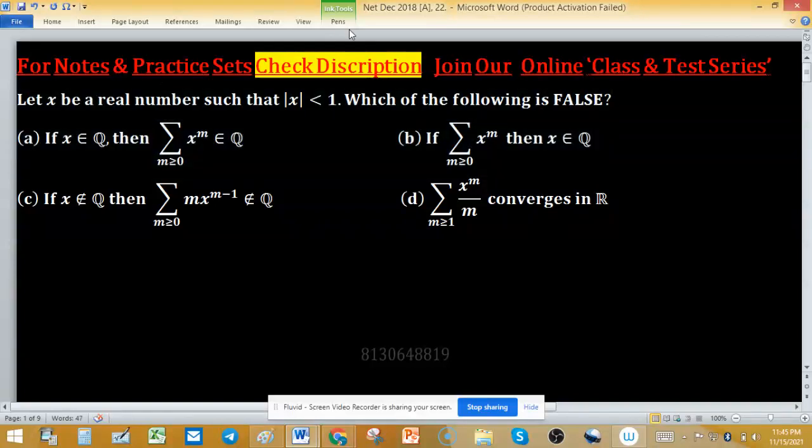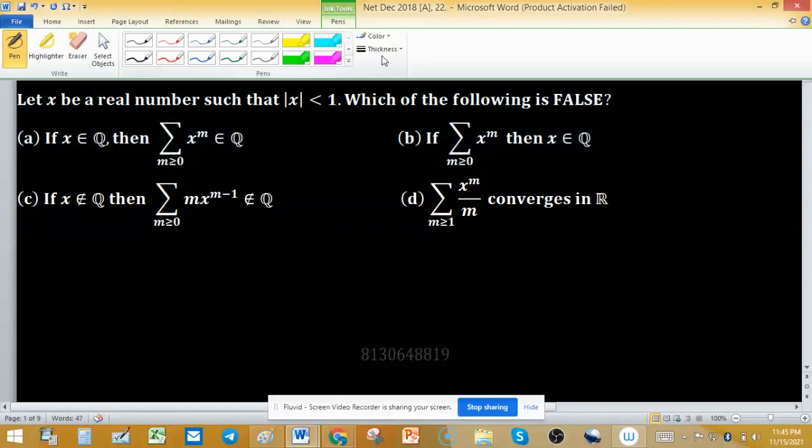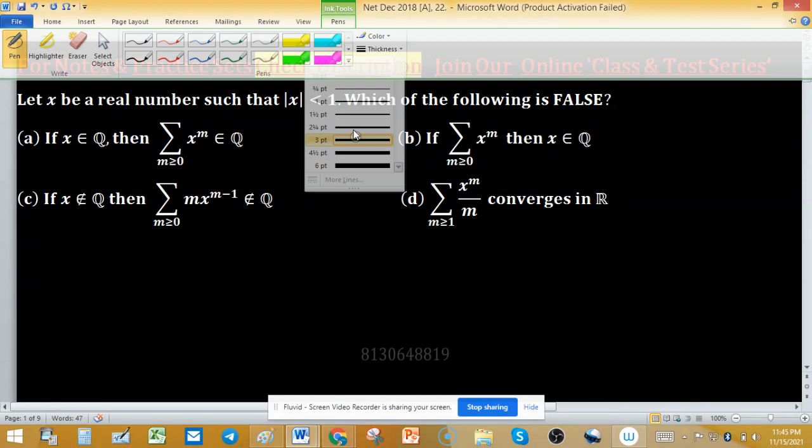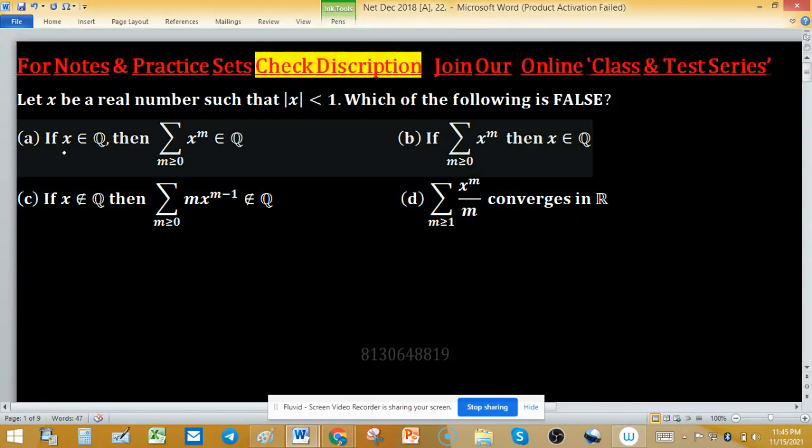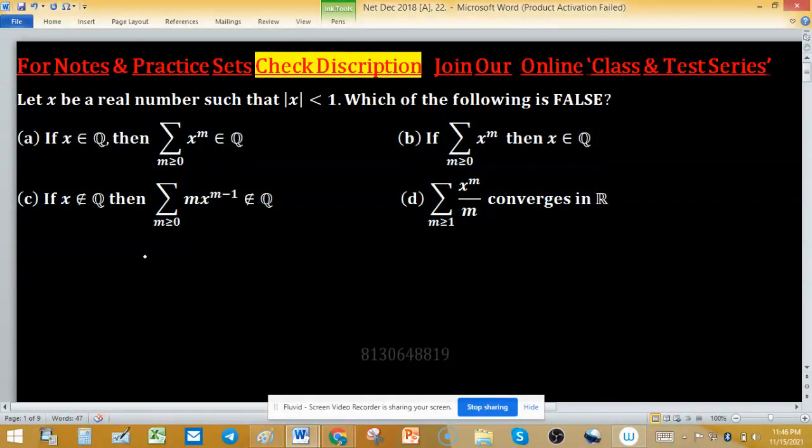x is a real number such that mod x is less than 1. Which of the following statements is false? Option A: if x belongs to Q, then summation x raised to the power m belongs to Q. And option B: if summation x raised to the power m belongs to Q, then x belongs to Q. It means options A and B are an if and only if result.